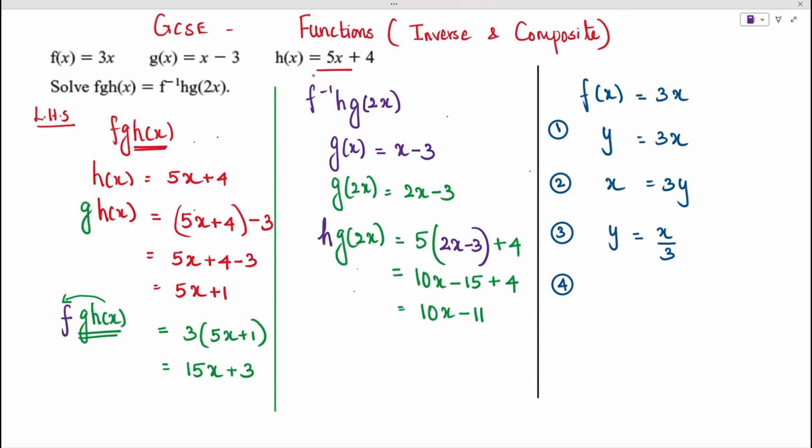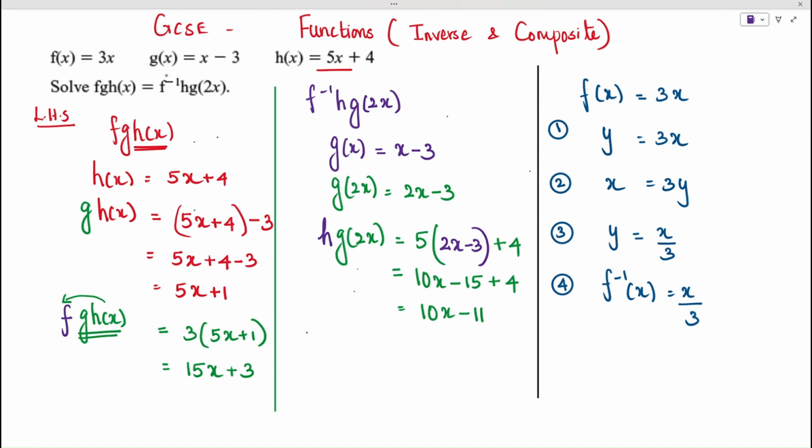And for step 4, we just replace y with f inverse of x, and this is equal to x over 3. Now we know what our inverse function is.